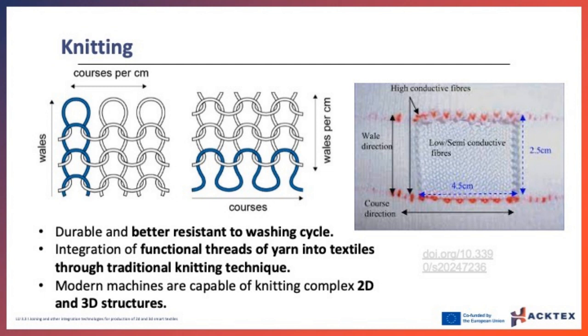Last but not least, the knitting technique is also one of the most common techniques for joining and integration of 2D and 3D smart textiles. Knitting is a textile technique that involves interlocking loops of yarn to create a fabric structure. In the context of smart textiles, knitting can be utilized to integrate electronic components, conductive materials, and sensors directly into the fabric, resulting in functional and interactive textile systems. Just like weaving, the method produces durable smart textiles that can withstand high washing cycles. Modern machines are capable of knitting complex 2D and 3D structures to develop 2D and 3D smart textiles.